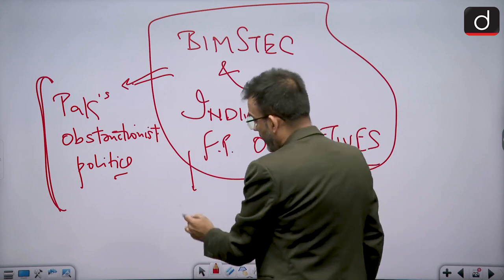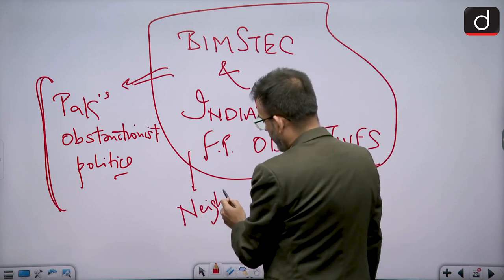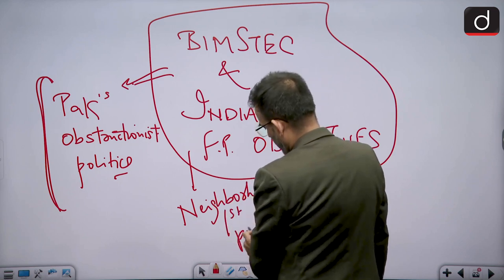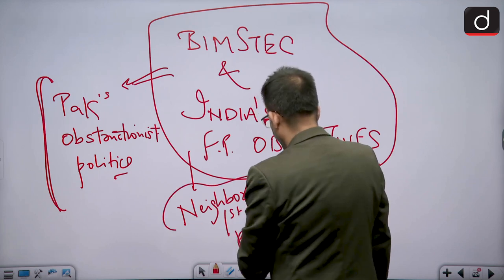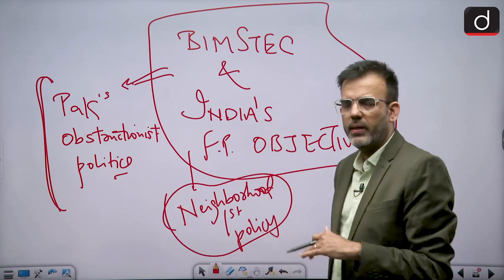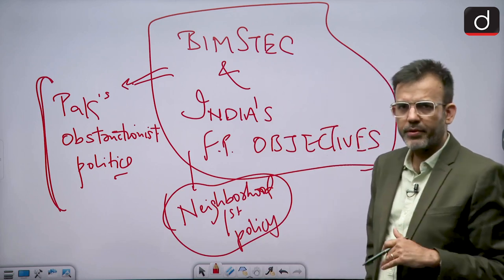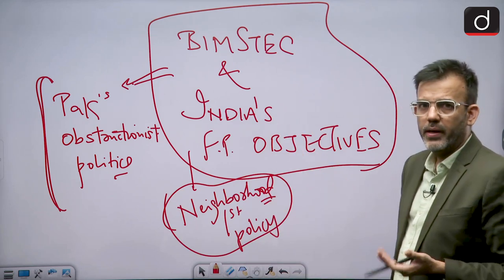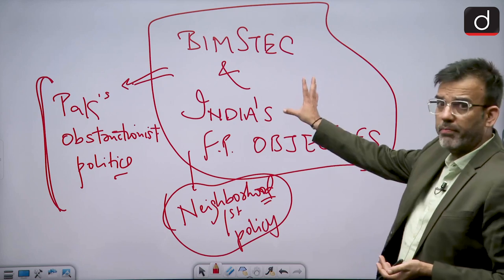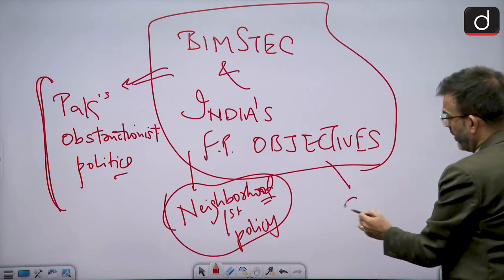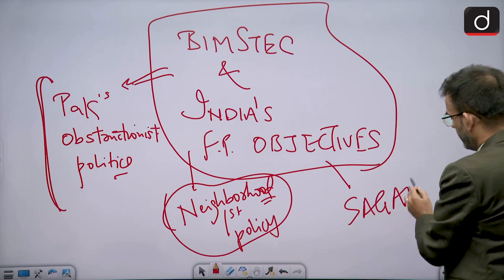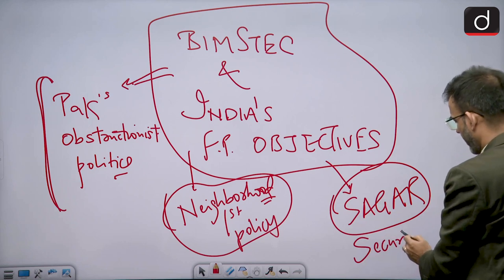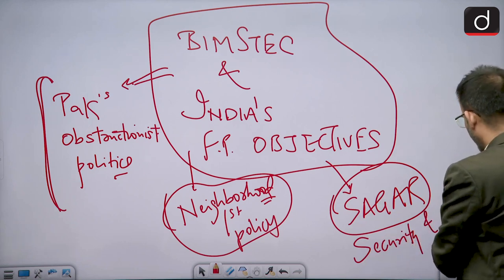Then, India is having a neighborhood first policy. Obviously, BIMSTEC includes all the possible and probable neighbors which India is having in South Asia. So, all these countries are getting attached with India in a much, much deeper sense because of BIMSTEC. So, this objective is also met. Then, you should mention SAGAR. SAGAR means security and growth for all in the region.